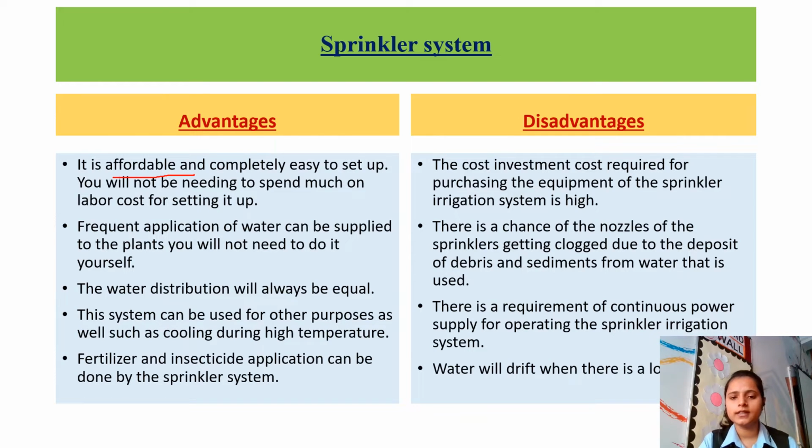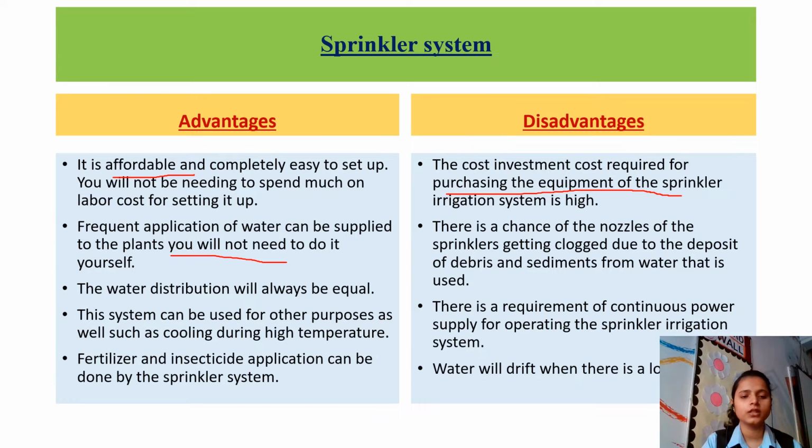On the other hand, the disadvantage is that the cost required for purchasing the equipment for the sprinkler irrigation system is very high. Now the next advantage: frequent application of water can be supplied to the plants. You will not need to do it yourself. On the other hand, the disadvantage is that there is a chance of the nozzles of the sprinklers getting clogged due to the deposit of debris and sediments from the water that is used.